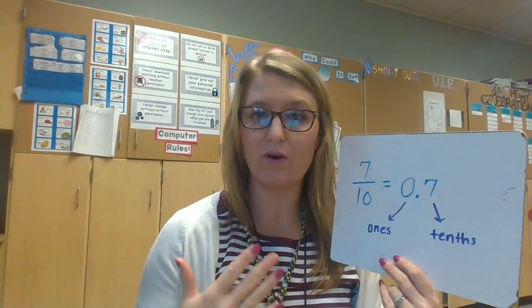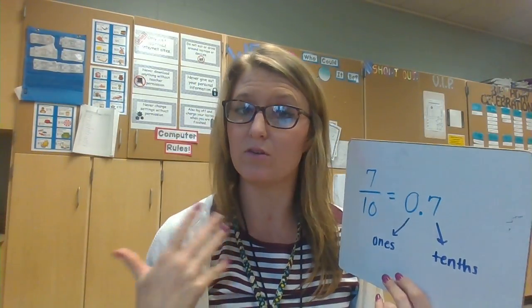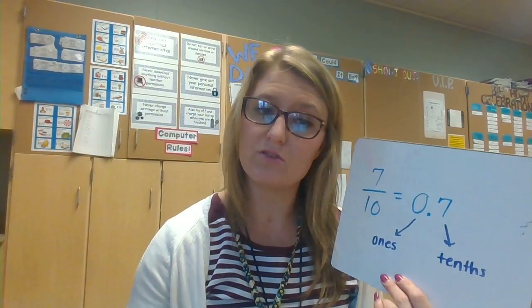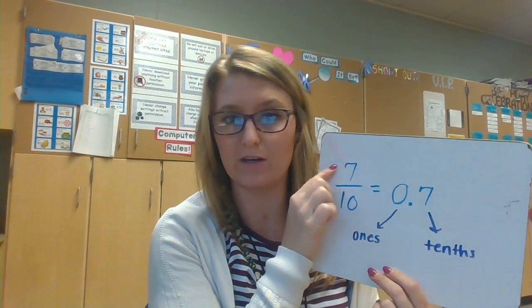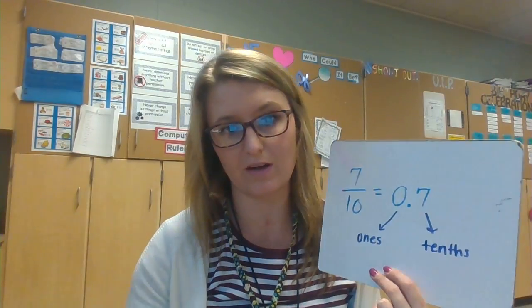And like I said, if you're struggling a lot with trying to figure out where to put the 7 due to place value, all you have to do in your calculator is take the numerator and divide it by the denominator, and it will also give you the decimal. Okay? So that is it on how to convert a fraction to a decimal today.